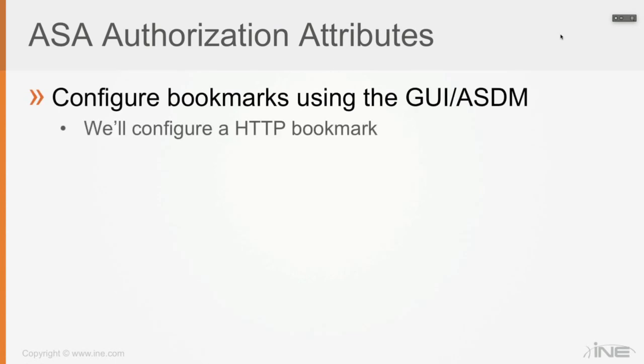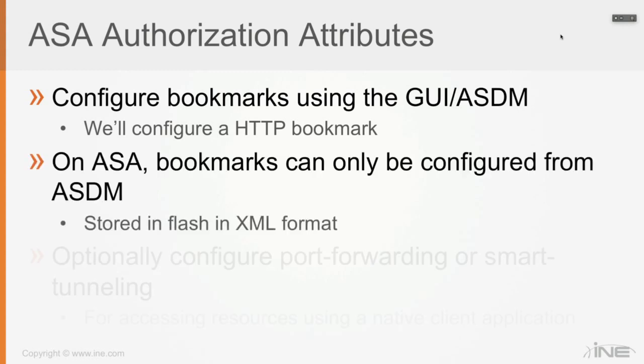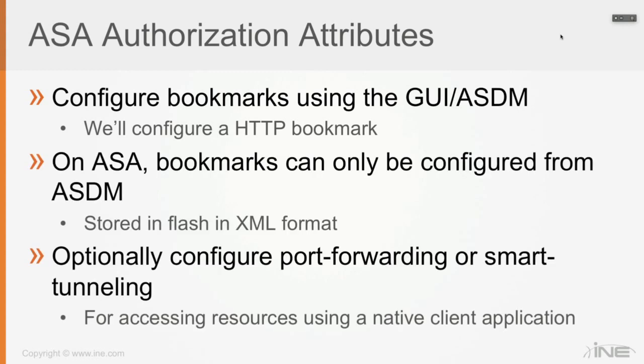So we're going to have to configure exactly what I said before, the bookmarks or the port forwarding or the smart tunnel functionality. In our case, we're going to use only bookmarks using the ASDM or GUI, and we're going to configure a HTTP bookmark. And as I said, at the option, we can also configure other capabilities like port forwarding or smart tunneling.